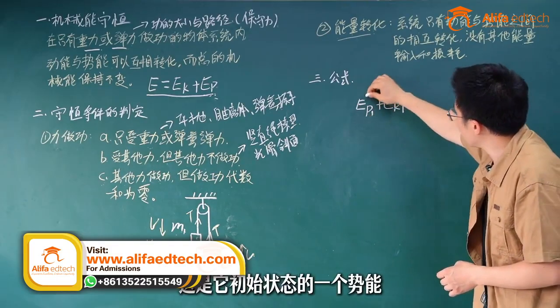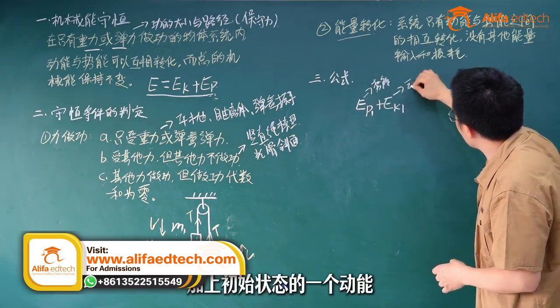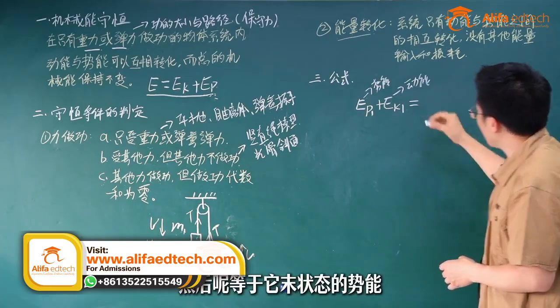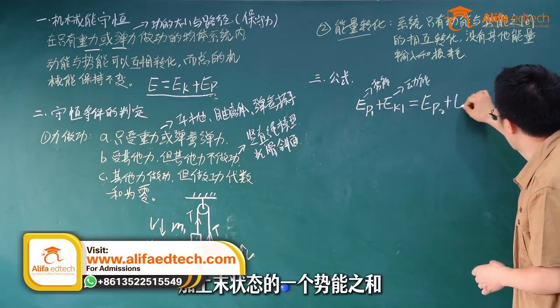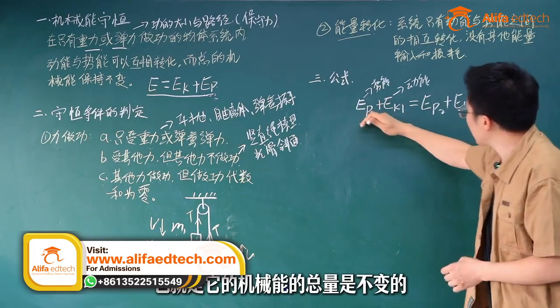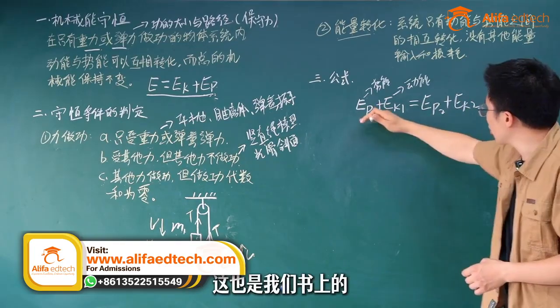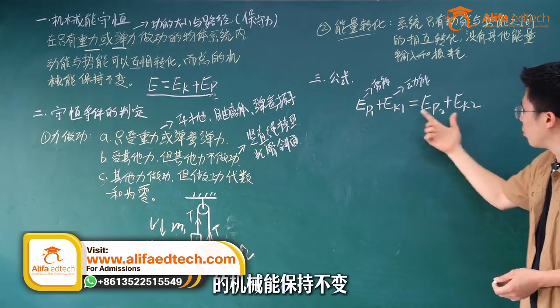This represents the potential energy in its initial state, plus the initial kinetic energy, and then it equals the potential energy in its final state, which we call EP2, plus the kinetic energy in its final state. In other words, the total amount of its mechanical energy remains unchanged. This is also a formula expressed in our textbook. By using the fact that the total mechanical energy of an object remains constant, we can set up our equations.